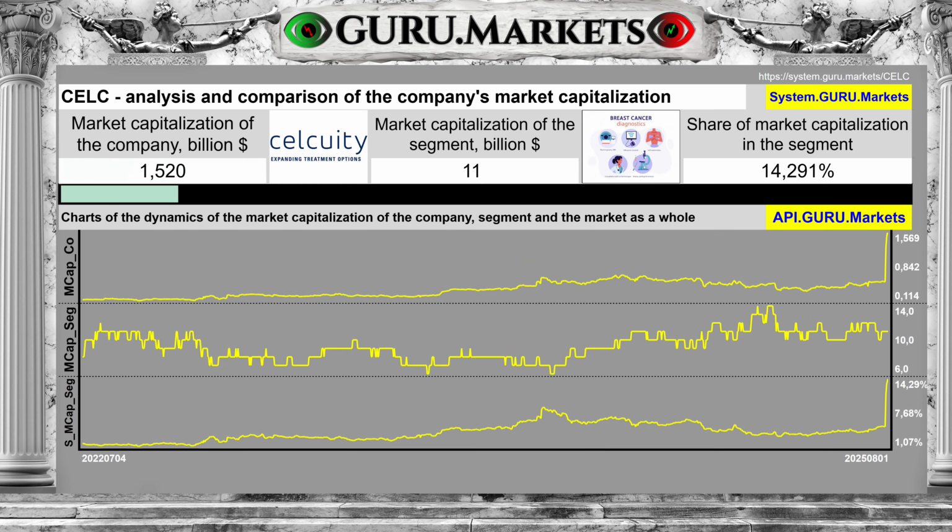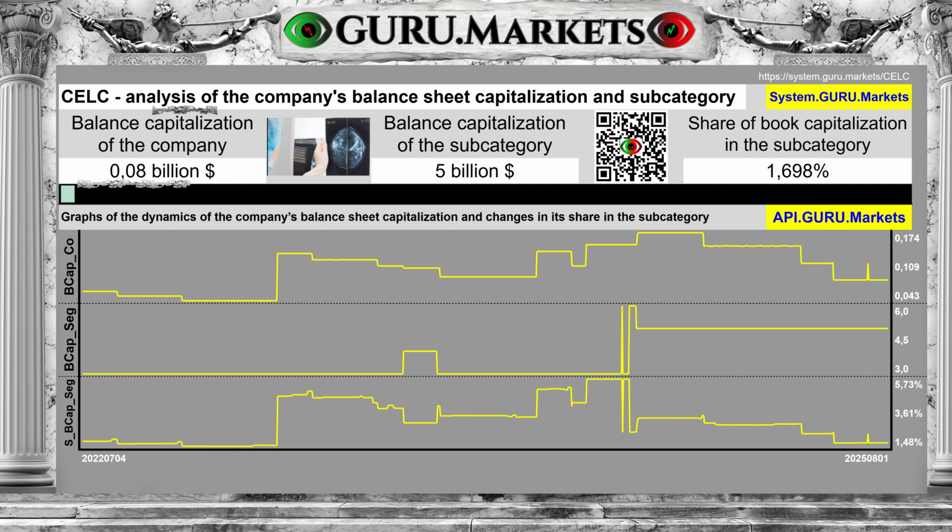Market capitalization of the company Celcuity Incorporated amounts to $1.52 billion, with a subcategory capitalization of $11 billion. The company's book value is estimated at $0.08 billion. The subcategory's book capitalization is $5 billion.